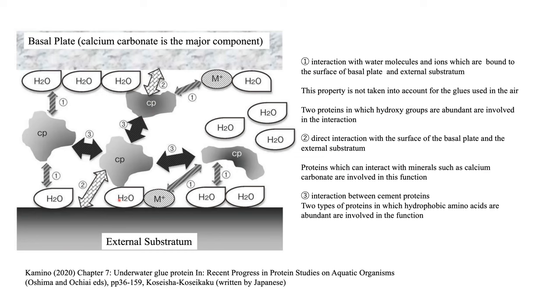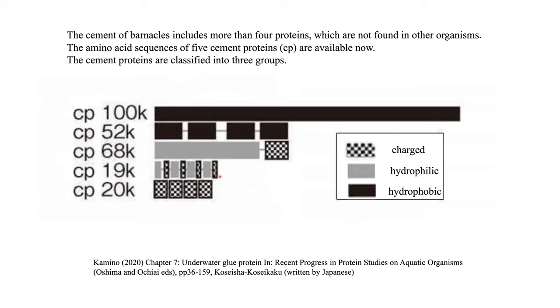And the third group is involved in the interaction between cement proteins. So for example, this one, they interact with each other. So two types of protein in which hydrophobic amino acids are abundant are involved in the interaction between the cement proteins. Okay, so these are the cement proteins.